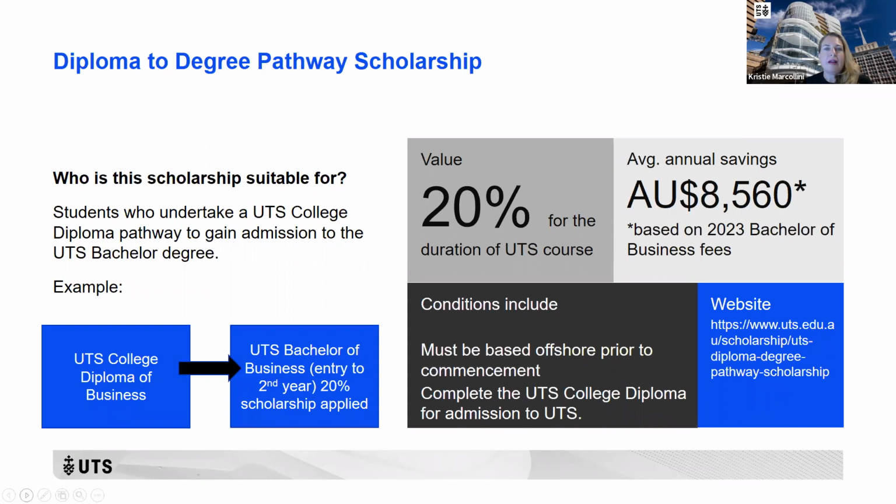The diploma to degree pathway is a similar value to the undergraduate tuition fee scholarship, but the difference is it's for students following the diploma pathway. I've given a brief description here that it's for students completing, for example, the UTS College Diploma of Business, going into the UTS Bachelor of Business. As I mentioned before, anyone finishing that Diploma of Business at UTS College will gain entry to the second year of the UTS Bachelor of Business, and they'll also receive the 20% scholarship going into the Bachelor. Again, students must be offshore when they're applying for this scholarship as well.